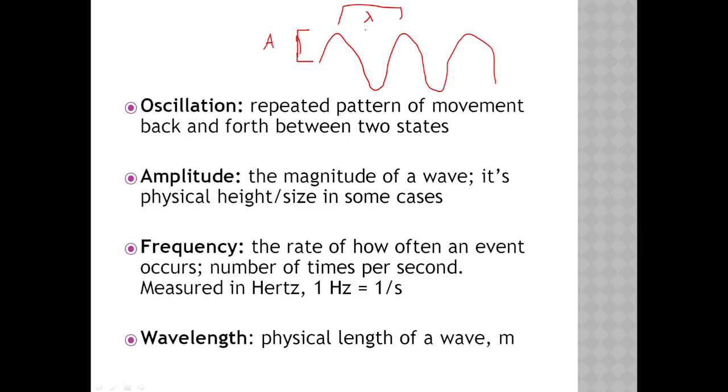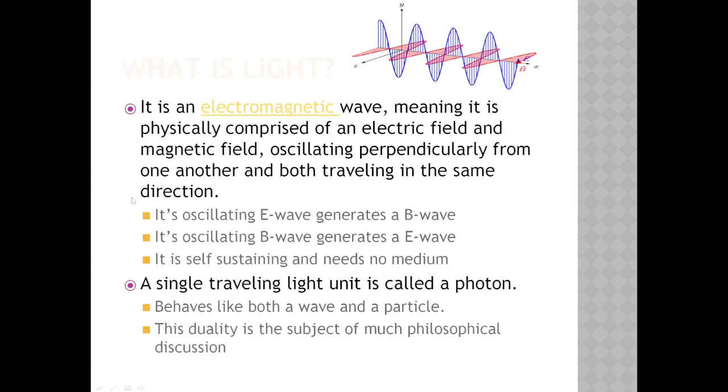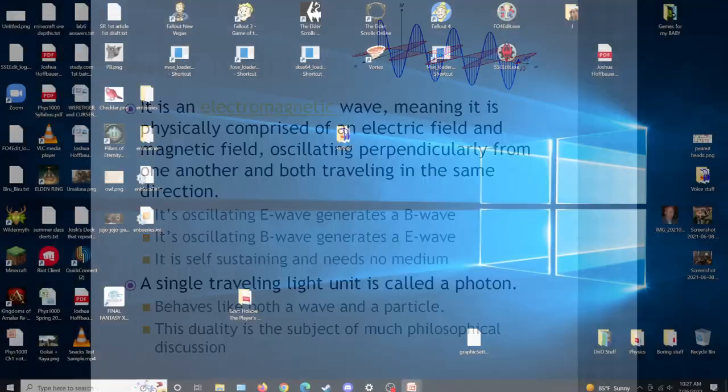As a wave, light still has all of these vocab words. But unlike sound, which is, again, mechanical and requires a medium, light and other electromagnetic waves are physically made of something slightly different that lets them travel without a medium. What light is physically made out of, we call it an electromagnetic wave because it's literally made out of electricity and magnetism.